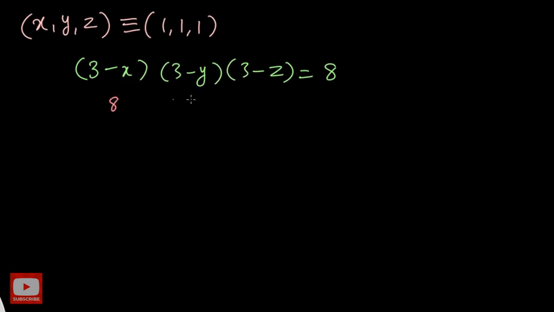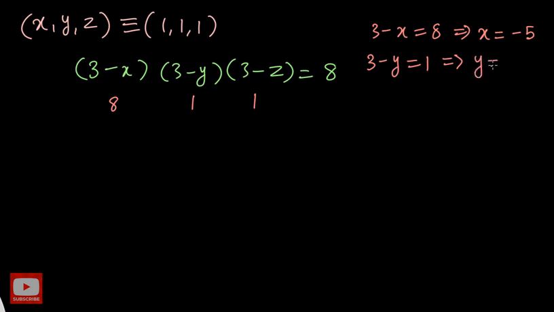I will go with 8 times 1 times 1. So 8 into 1 is nothing but 8, isn't it? So do we get some correct solutions from here? See, if you equate 3 minus x to, sorry, it's not 1, it's 8, right? So from here, we get the value of x as negative 5, because 3 minus of minus 5 is 3 plus 5, so we get 8 as the answer. If you equate 3 minus y to 1, you get the value of y as 2, because 3 minus 2 is 1. Similarly, 3 minus z is 1 implies that z is also equal to 2.